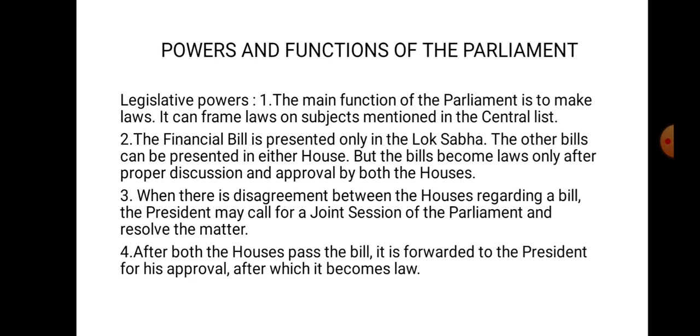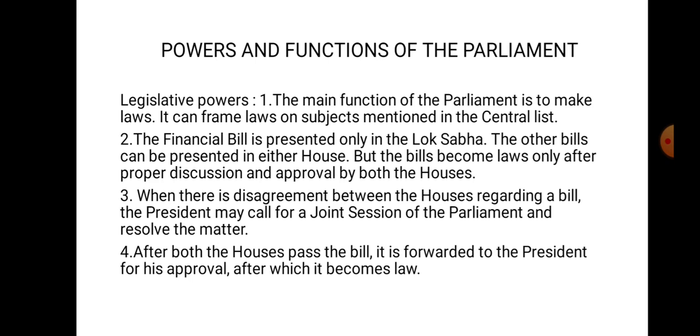Any other bill, any other topic can be presented and originated either in Lok Sabha or in Rajya Sabha, but the financial bill, which is also called the money bill, has to be presented only by the Lok Sabha. This you have to keep in mind.